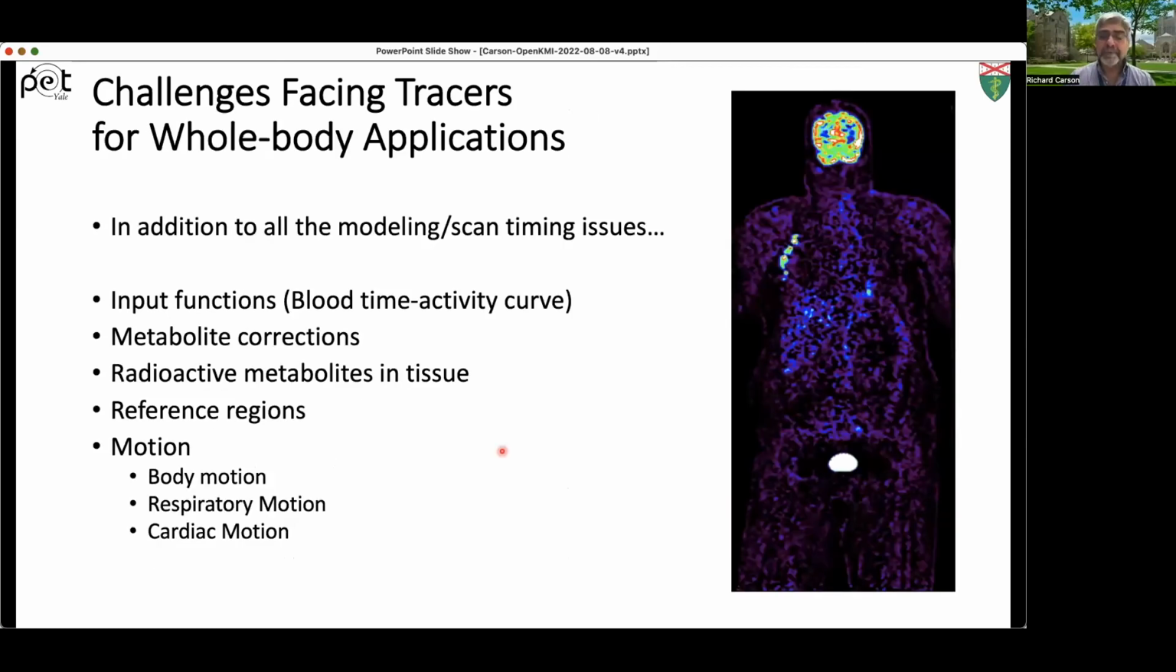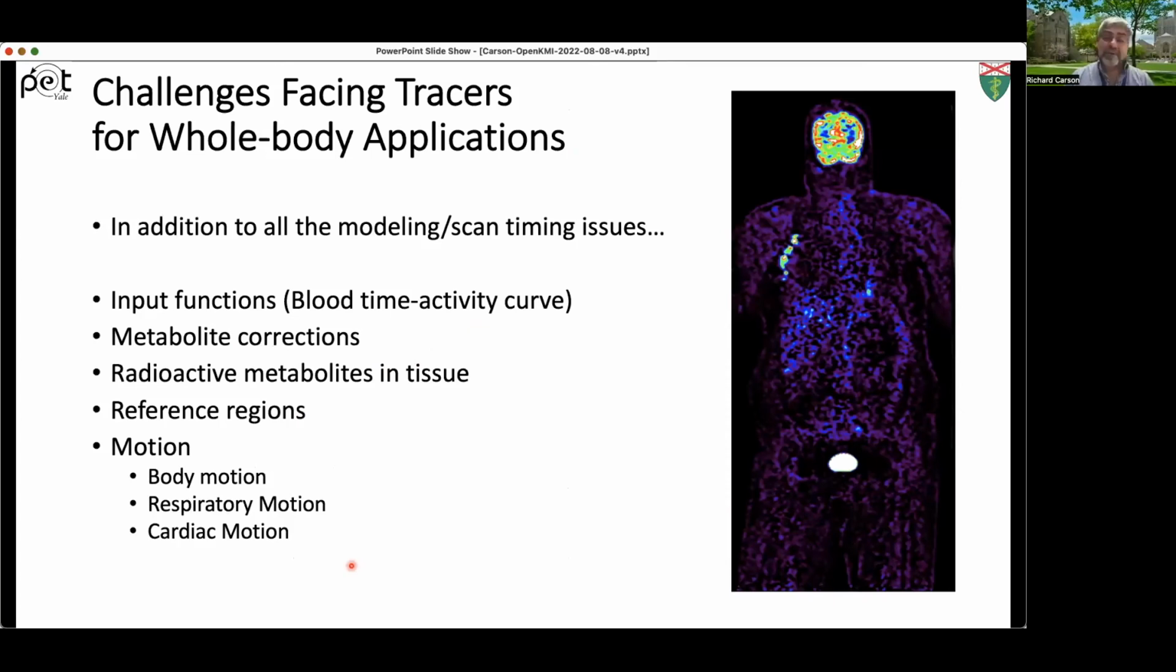We have a lot of things. We have to understand that input function: how do we measure the metabolites? What happens? Do those metabolites go into the tissue? And if we want to use a reference region, well, if I'm looking in a liver or a tumor, what would be there? And of course, motion is really challenging in the body, much more so than in the brain.